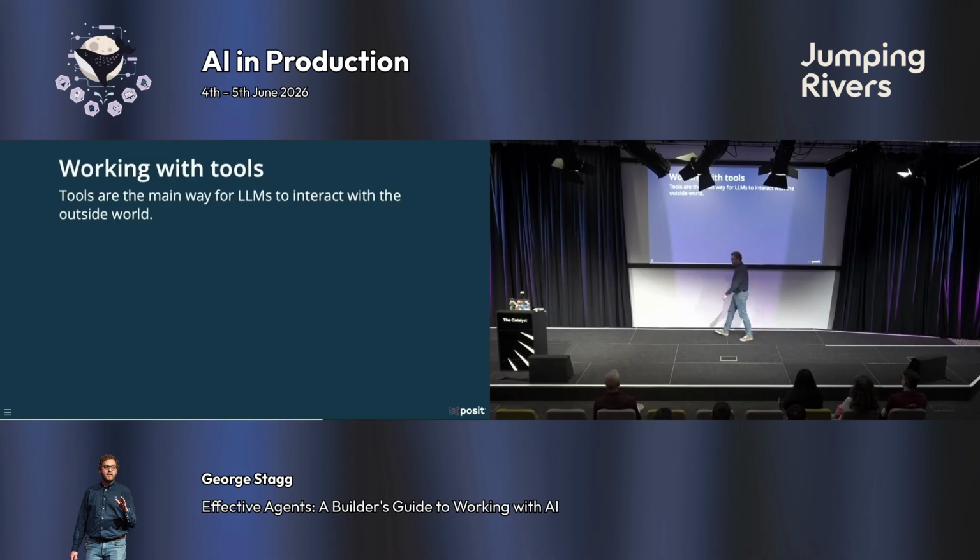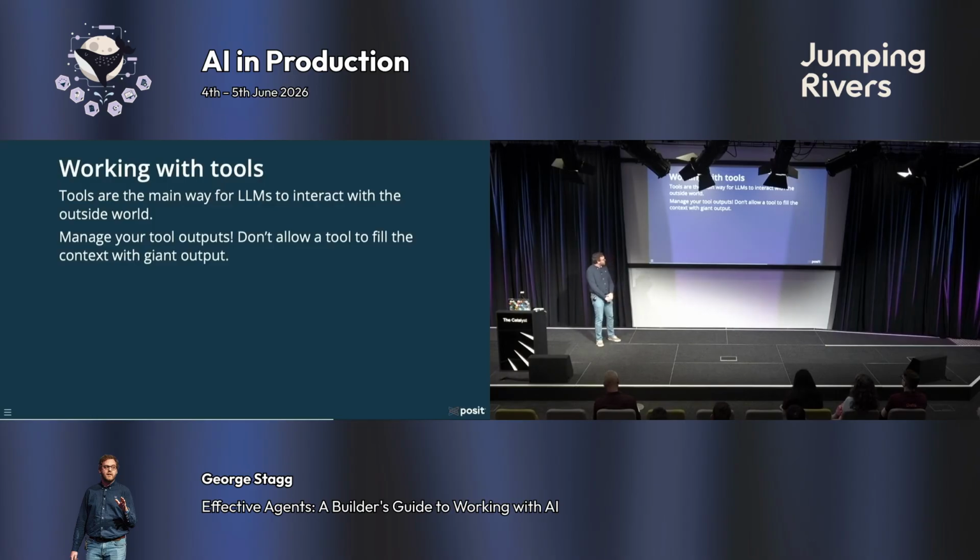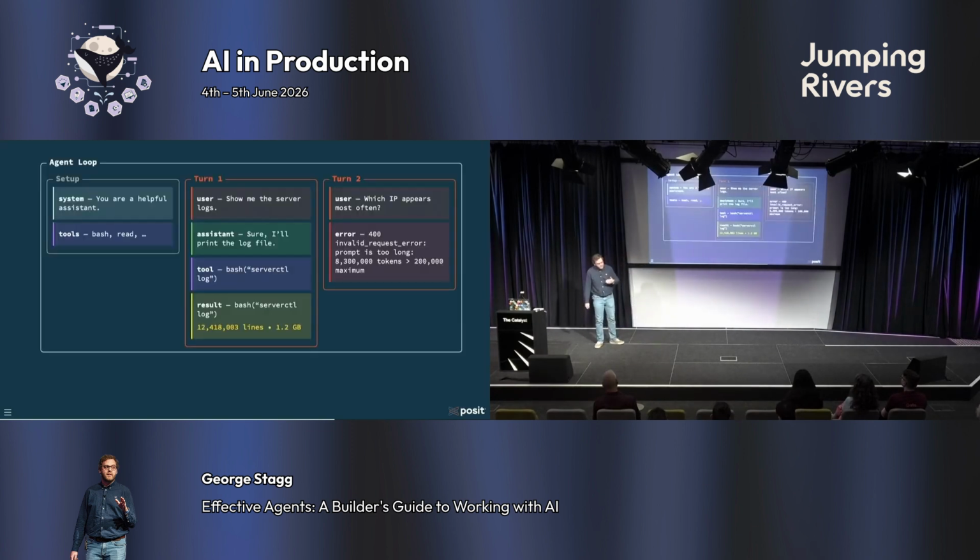Okay, so tools are the main way for LLMs to interact with the outside world. They're kind of what makes the AI agent able to do some work on your behalf. Another top tip for you: manage your tool outputs. If you have things like a bash tool or a tool to run R code, don't just naively put the results of that tool into your conversation history.